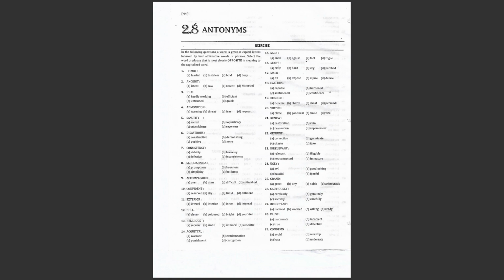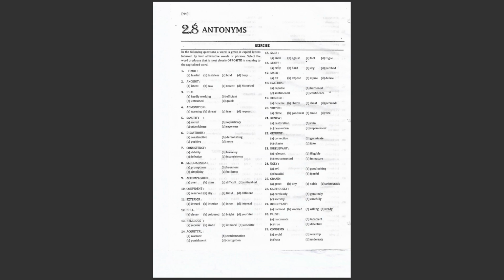Now if you look at option A, it is hardly working. प्लीज़ डोंट कन्फ्यूज़ इट विद हार्ड वर्किंग. हार्ड वर्किंग तो होता है मेहनती इंसान जो बहुत मेहनत कर रहा हो. दिस इज़ हार्डली वर्किंग, जो शायद ही कोई काम करता हो. तो ये तो बिल्कुल यही मतलब हो गया आइडल का. आइडल का मतलब यही तो है कि जो कुछ काम नहीं करता, पूरा टाइम खाली बैठ के टाइम वेस्ट करता है. तो इसका एंटोनिम क्या होगा? इसका एंटोनिम होगा बी, एफिशिएंट.